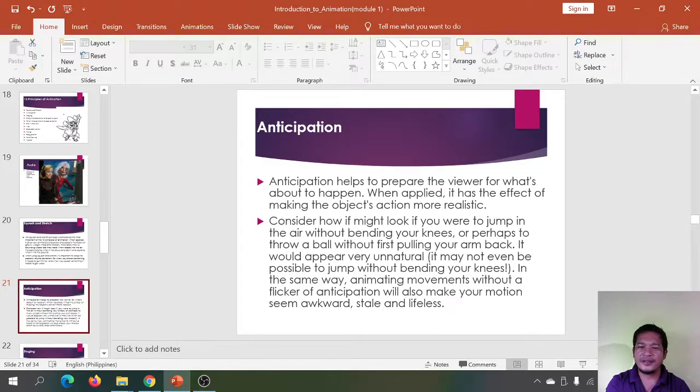So consider how it might look if you were to jump in the air without bending your knees, no? Makalukso ba ka kung dili mo pilon ang imong tuhod, or perhaps to throw a ball without first pulling your arm back. So it would appear, no, very unnatural. So in the same way, animating movements without anticipation will also make your motions seem awkward. So still and lifeless. So wala siya kinabuhi.